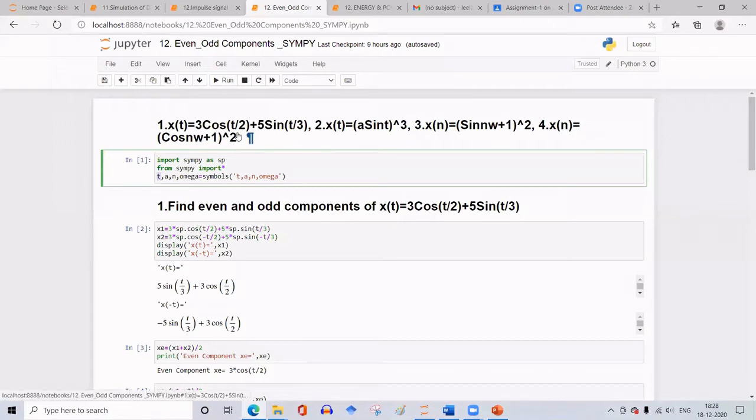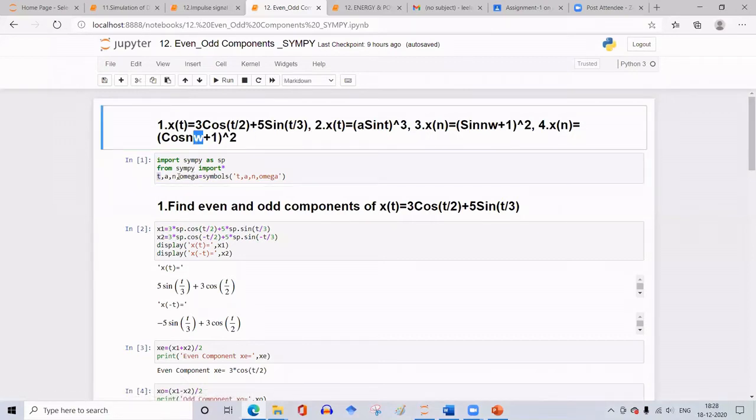Since omega is there, I have taken omega as a symbol, and t is there, so I have taken t, and a is here. First you see your problem, and the variables you have to declare as symbols at the beginning of the program. And n is also there, so n is also taken as a symbol here.